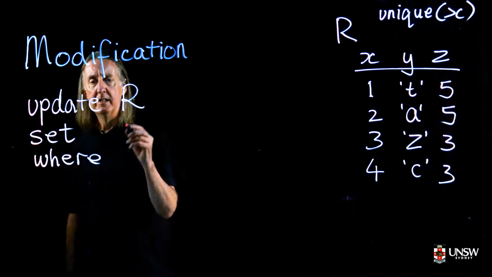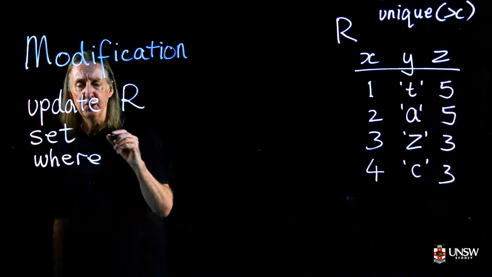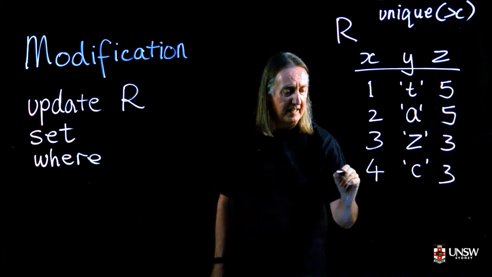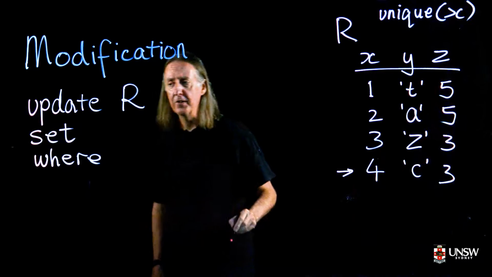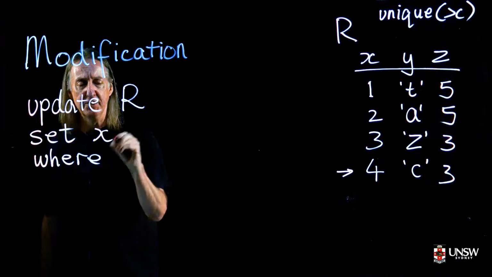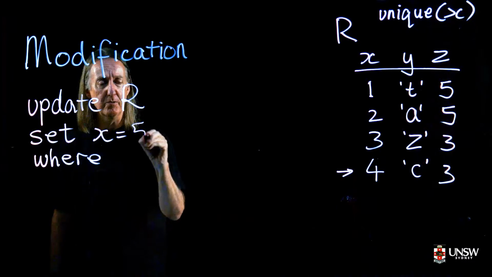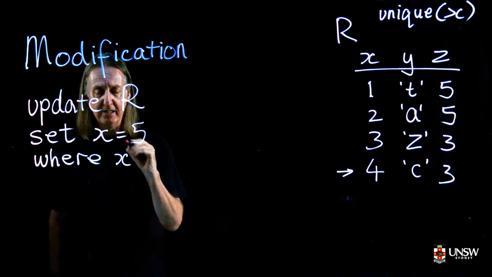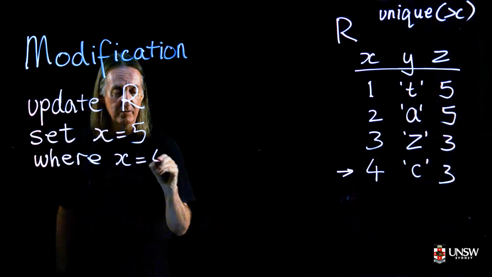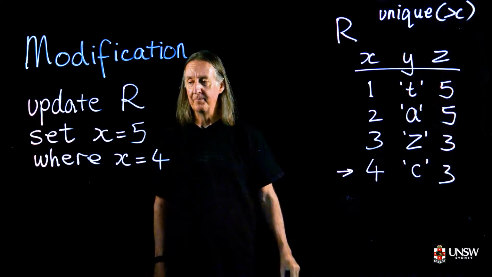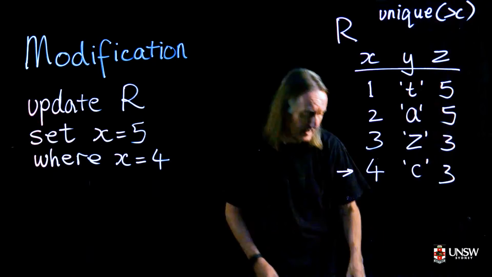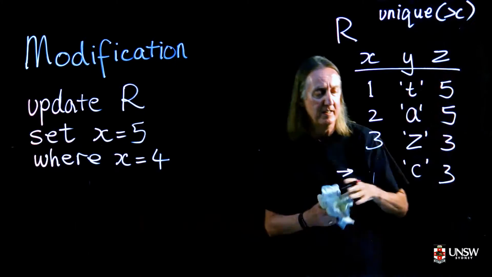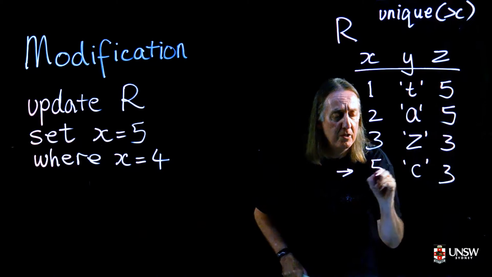So, for example, if we wanted to update the R relation and set the value of x in this tuple to be 5 rather than 4, then we could say I want to set the value of the x attribute to 5, and I want to do that where the current value of the x attribute is equal to 4. So that would change this tuple here, and its new value would look like that.